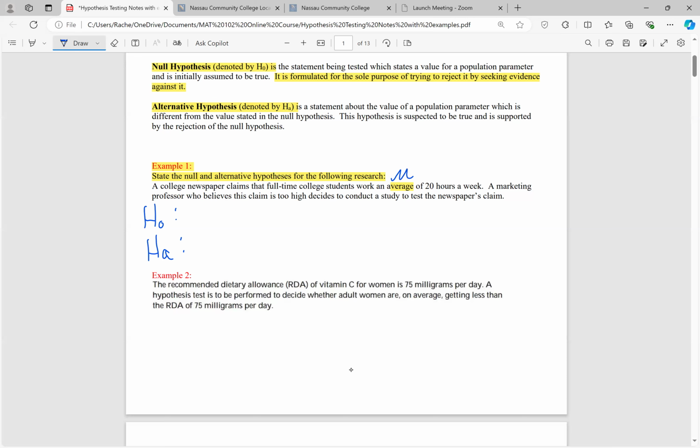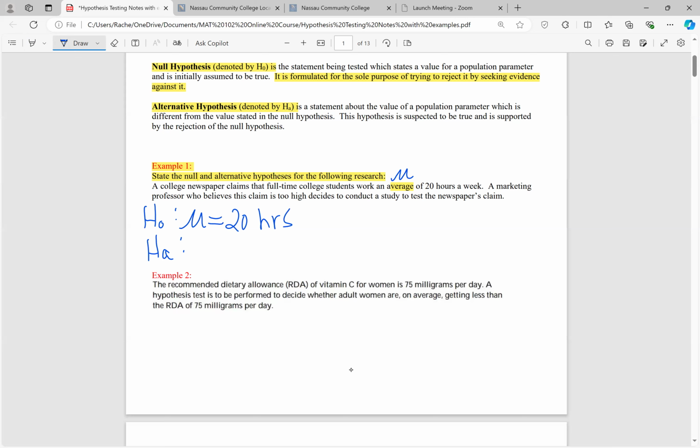So let's write that down. And we're going to use symbols. We could write it out in words in a sentence, but statistically, it's easier just to write it using the appropriate symbols. So the null is that mu, the mean number of hours that a college student works per week, is 20 hours. That's what we're assuming to be true.